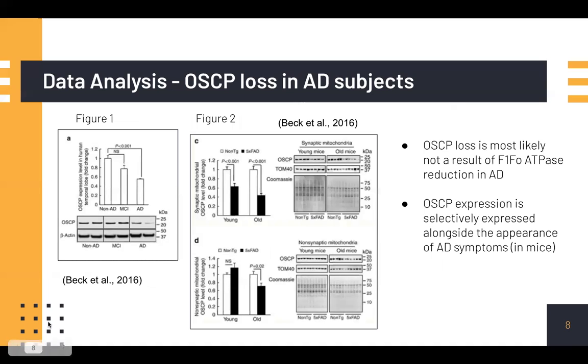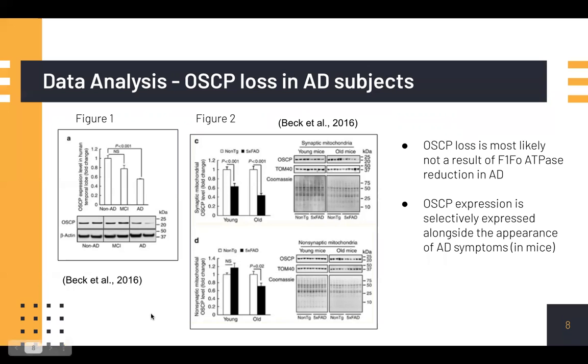So the image on the left shows how by using immunoblotting to compare expression levels of F1F0 ATPase subunits in temporal lobes, they found that OSCP expression was slightly reduced in MCI brains, but greatly reduced in AD patients. However, expression of other subunits in the ATPase were not changed significantly in temporal lobes of subjects who had mild cognitive impairment or Alzheimer's.